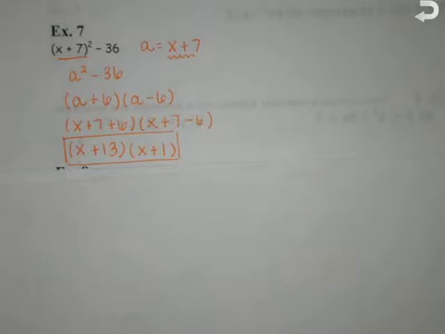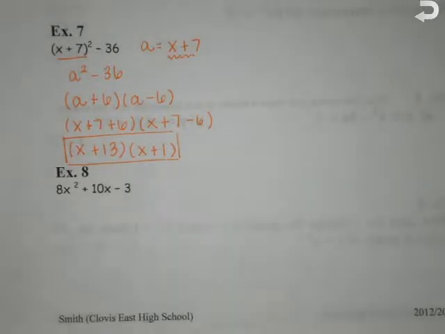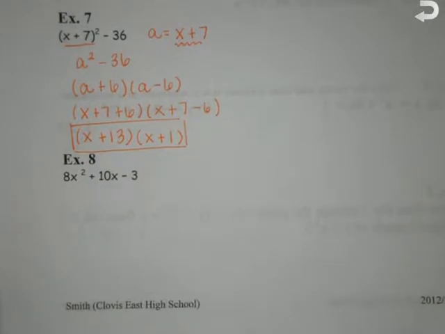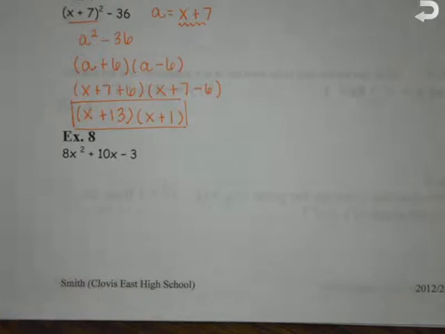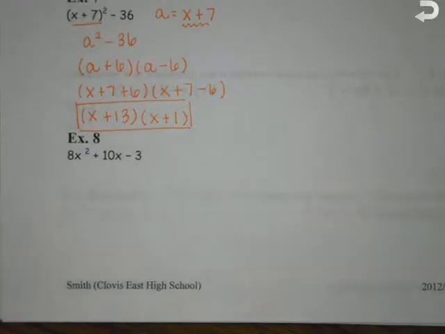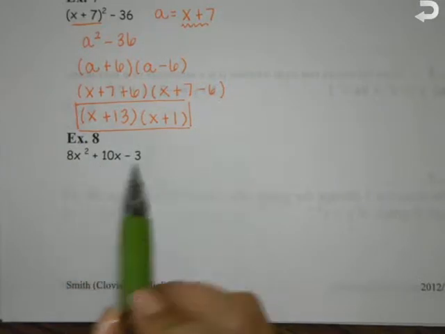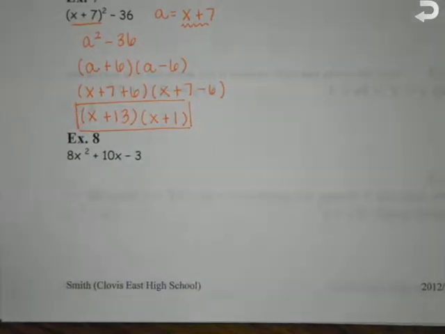Last one on factoring. 8x squared plus 10x minus 3. You guys should know this one right away. What is it? So if I'm going to use bottoms up, I still have to check for a what first? Okay, so we have 8, 10, and negative 3. Is there a GCF there? Okay, so then what would my first step of bottoms up be?